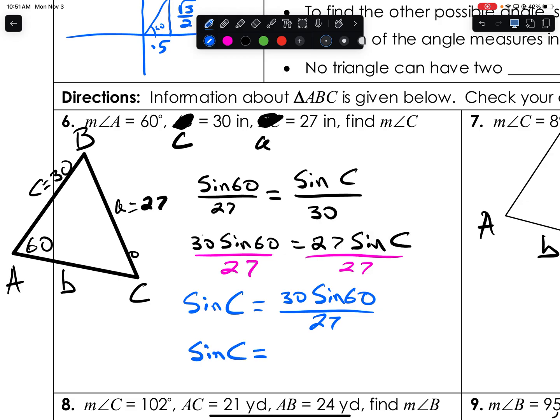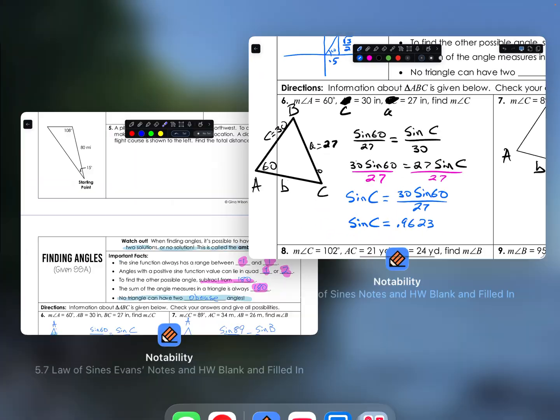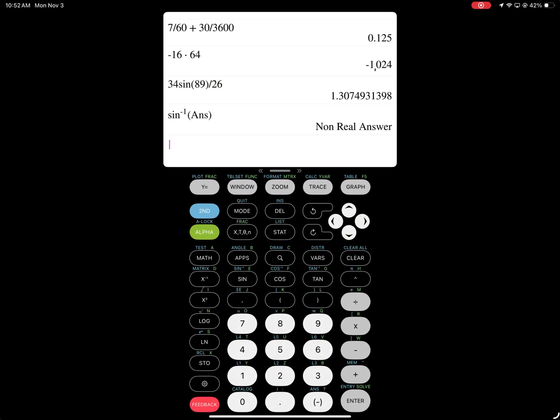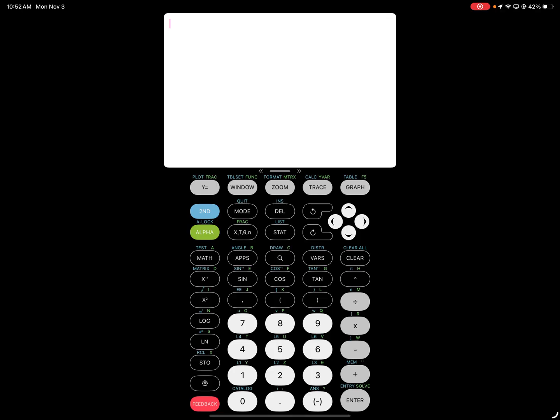And then I'll show you an easier way. It's not that big a deal, but give me 4 decimal places, rounded correctly. 0.9623. Let me just do it on the calculator. I'm saying it wrong. So what was it? 30 sine 60, divided by 27. So I get that decimal.